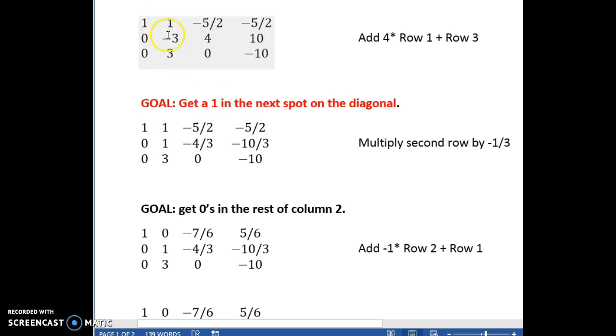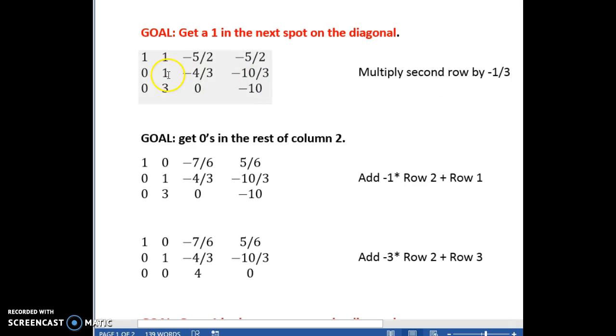So the next spot on the diagonal is right here. We want a 1 there. And we're just going to multiply this whole row here by a negative 1/3, and we get a positive 1 there. And we're going to do that same thing. So we want to multiply this row now by the numbers needed to zero out the rest of column 2. Since we got a 1 there, it makes it easier to spot what to multiply by. We need to multiply by a negative 1 to cancel out with this value.